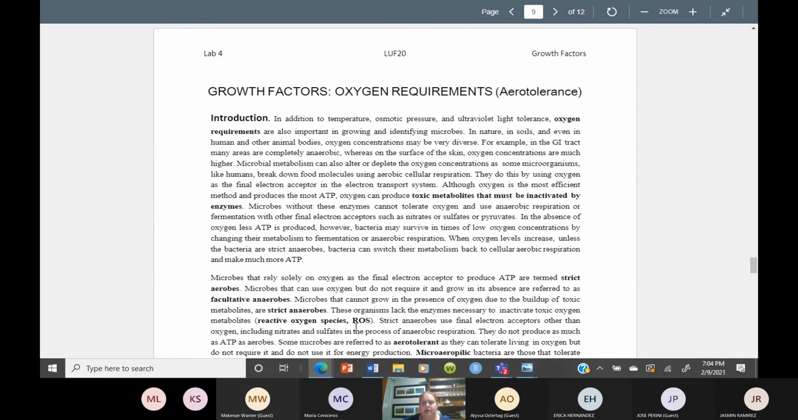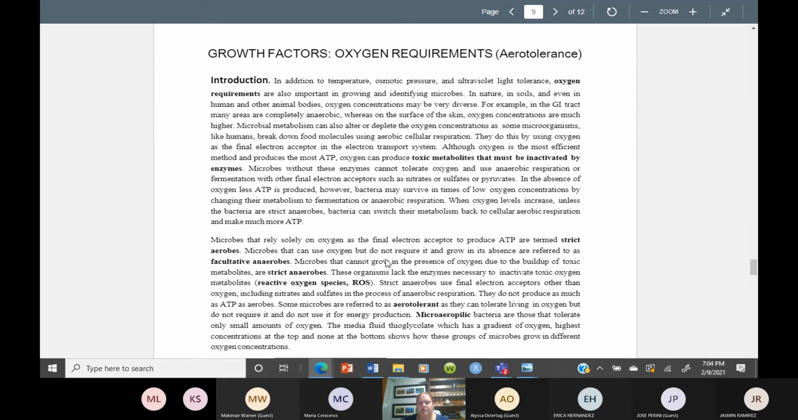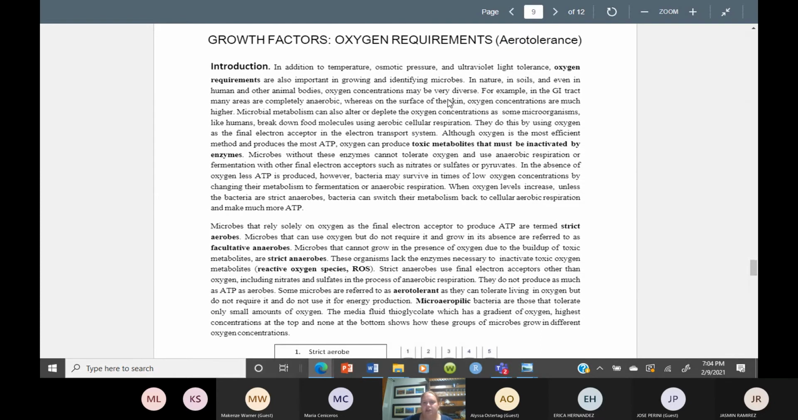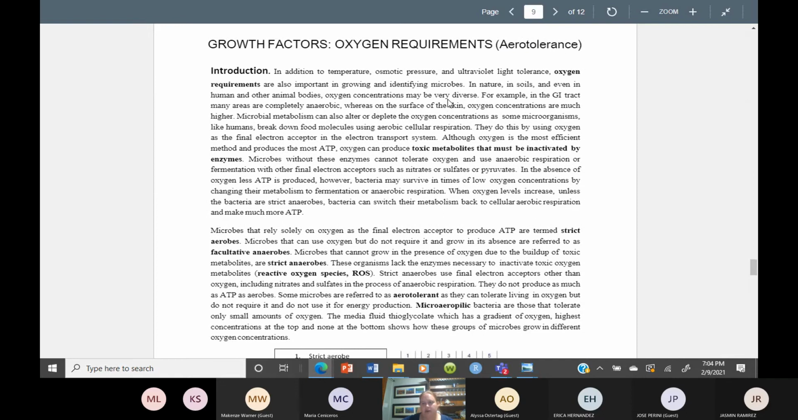And finally, page 9, oxygen requirements, aerotolerance. So aerotolerance, again, referring to oxygen and whether or not bacteria can tolerate and grow in the presence of oxygen, or if they cannot tolerate and cannot grow in the presence of oxygen.